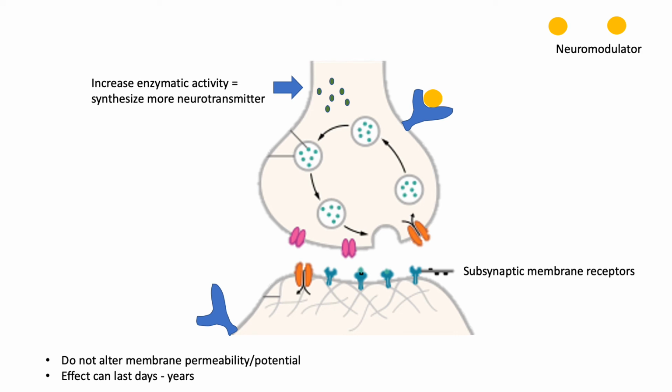Some other things neuromodulators do or don't do is they do not alter membrane permeability and potential. We kind of mentioned that in the previous slide. Another thing is the duration. These effects can last days to weeks to years, not the fractions of seconds we're talking about with neurotransmitter reception.